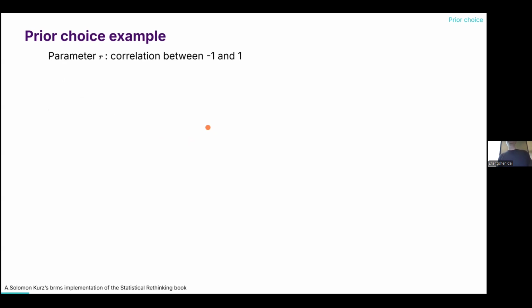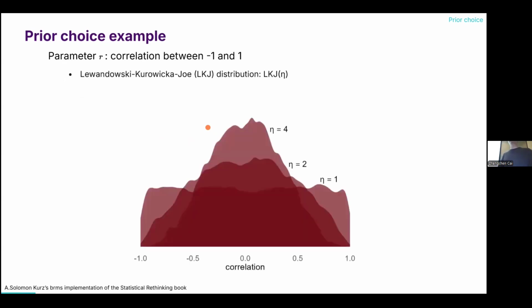Correlation by definition is from -1 to 1. It's not like a Gaussian distribution, or a uniform distribution from negative infinity to positive infinity. So we have a prior distribution called LKJ with one parameter, eta. By controlling the eta, you can control the shape of the prior depending on what you assume.